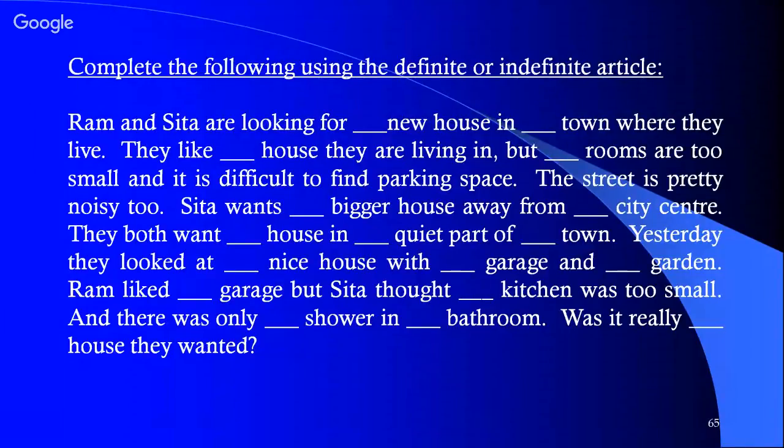So A and it is not possible. Because with plural nouns we put the or no article. But in this case, we use the. Please remember. With plural countable nouns we do not put A or an. Please remember this. But the rooms are too small and it is difficult to find parking space. The street is pretty noisy too.